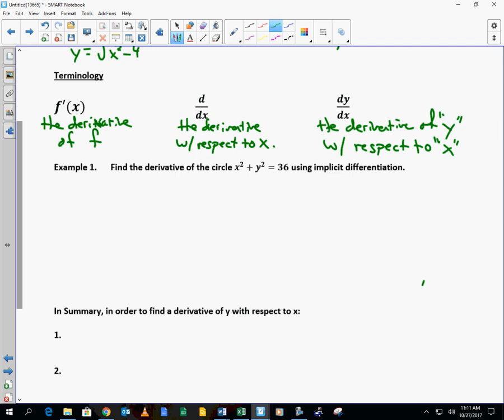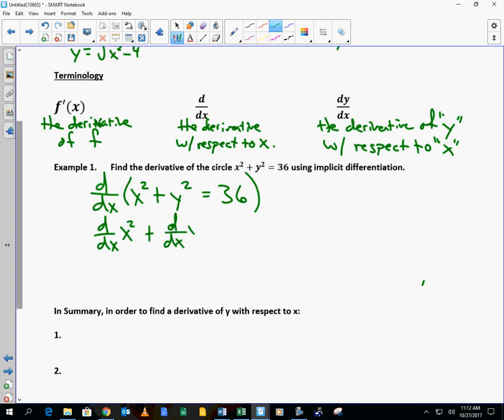So I'm going to show you why it works out, and then I'll just tell you the recipe for what you do every time. But this is the explanation part so you can hopefully understand. So just take the derivative. I'm going to find the derivative of x squared plus y squared is equal to 36. And I've learned I can take the derivative of each piece. The derivative with respect to x of x squared plus the derivative with respect to x of y squared plus the derivative with respect to x of 36.